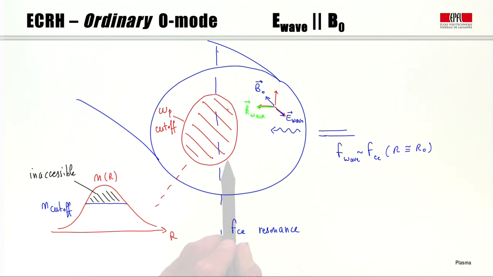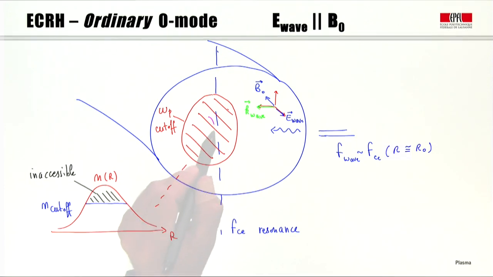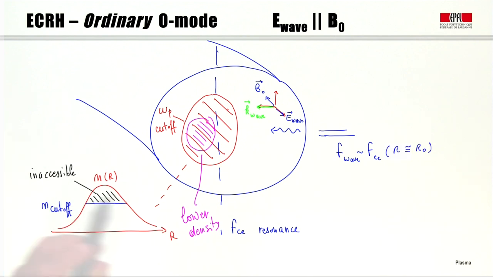The only way I can go about that is to reduce the density in order to reach the resonant frequency corresponding to FCE before I reach the corresponding cutoff. So say I take a lower density and I can indeed hit the plasma by hitting the resonance before I reach the cutoff, which corresponds to a reflection point. So O-mode heating is possible, but only up to a certain density value.